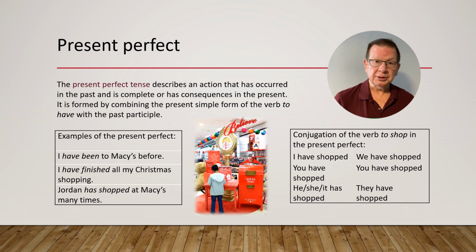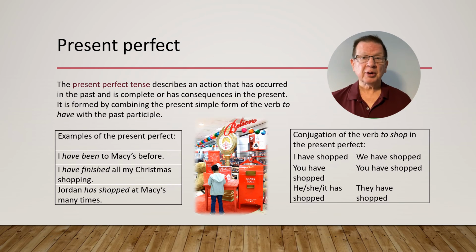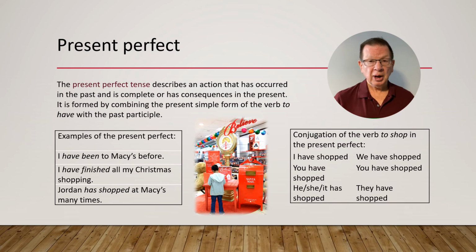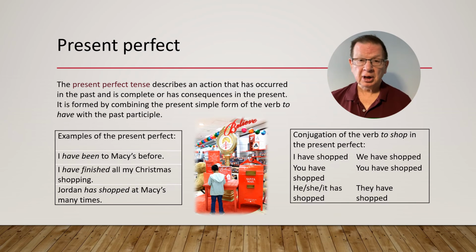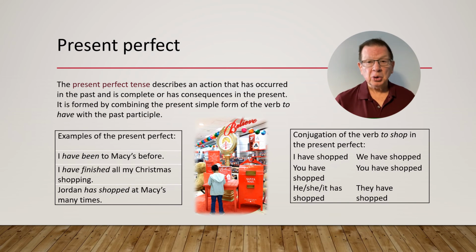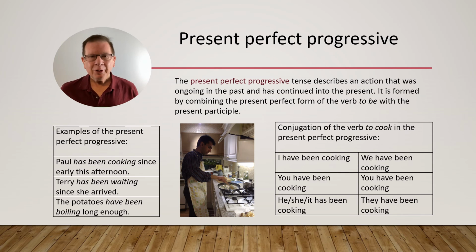And for our students, here is the conjugation of the verb to shop in the present perfect. I have shopped, you have shopped, he, she, it has shopped, we have shopped, you have shopped, they have shopped. Now to the present perfect progressive. This tense describes an action that was ongoing in the past and has continued into the present. It is formed by combining the present perfect form of the verb to be with the present participle.